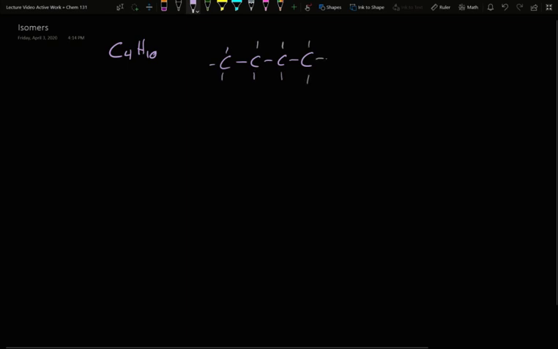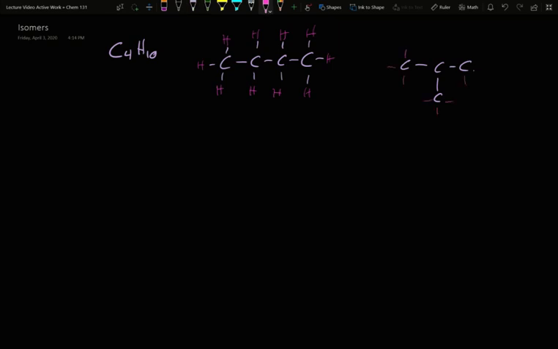Remember, each carbon wants 4 bonds, so hydrogen, hydrogen. This would be butane. It's a 4 carbon long hydrocarbon chain. I could also do 3 carbons in a line and then fill in their 4 bonds. This is 2-methyl propane. So I have exactly the same chemical formula, but I obtain 2 completely different molecules.